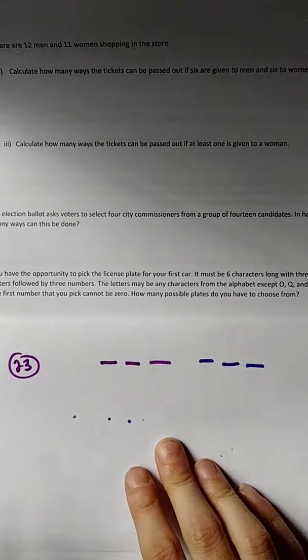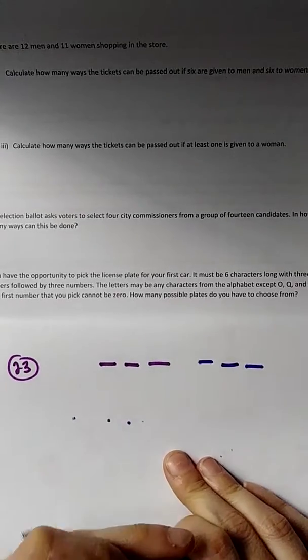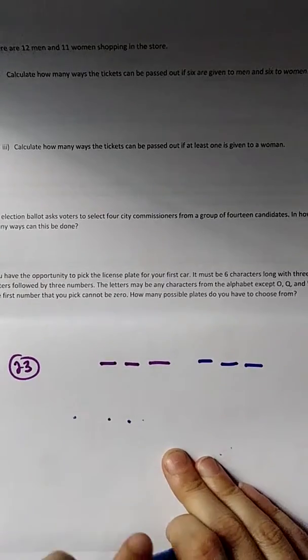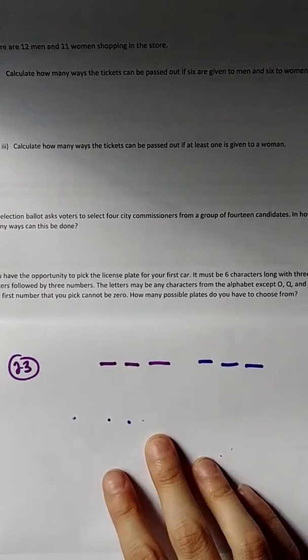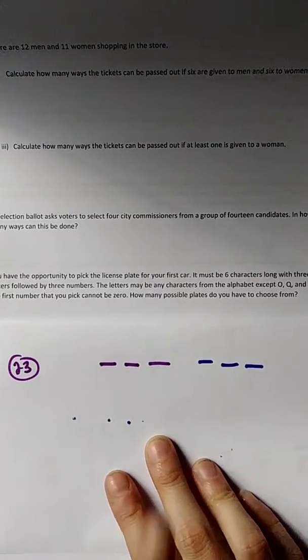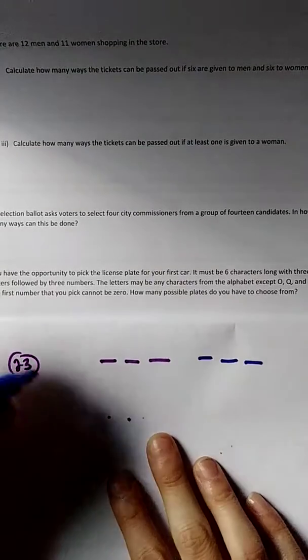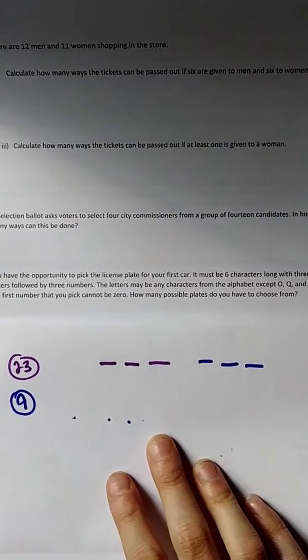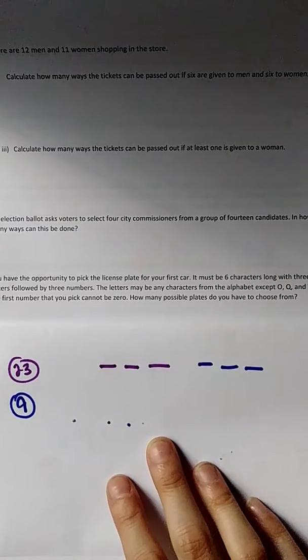Then it says that the first number that I pick can't be 0. So if we think about how many options for numbers we have, the digits 1 through 9 and the number 0. So normally we have 10 options, but in this case it can't be the number 0 for the first number we pick. So we're only going to have 9 options for our first number, and then we'll figure out how to go from there.